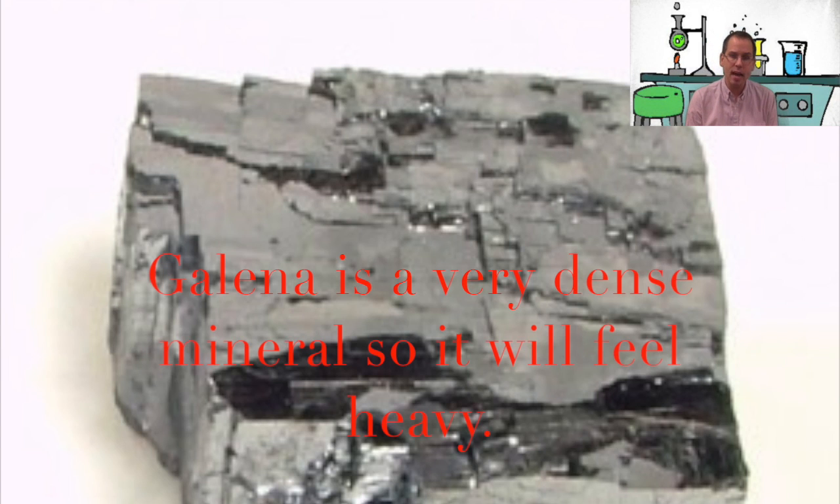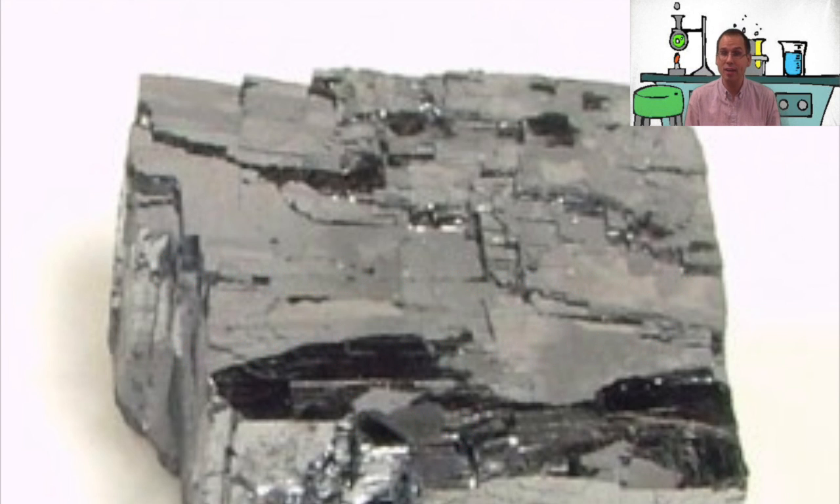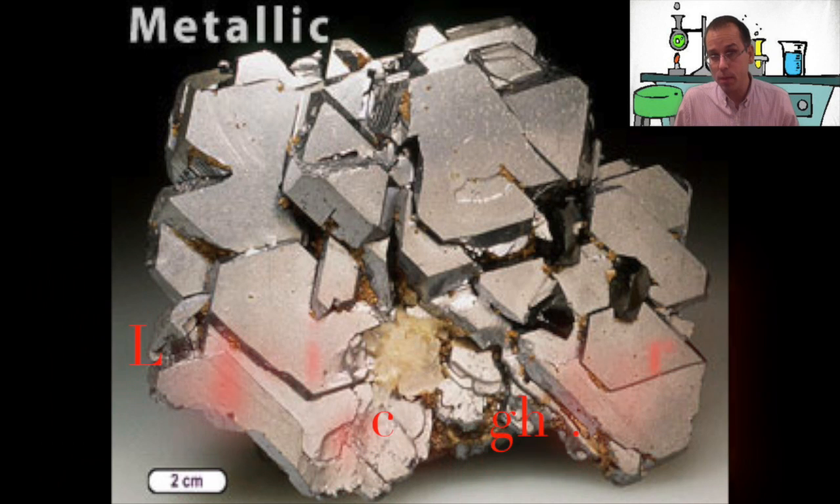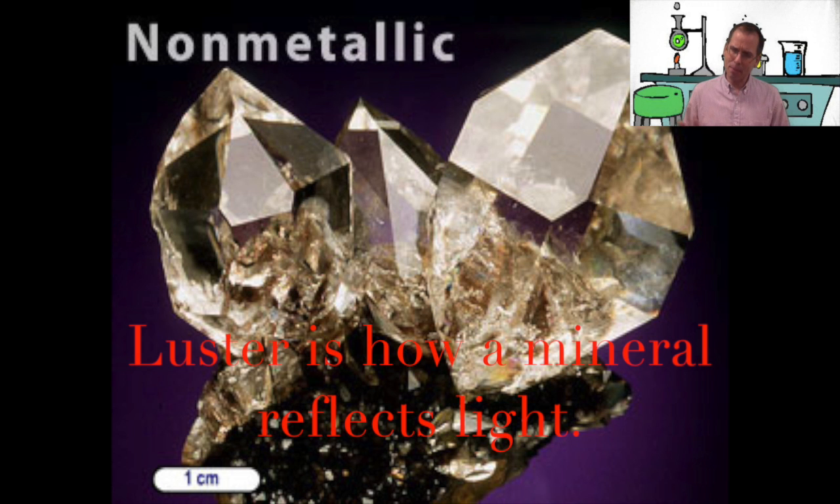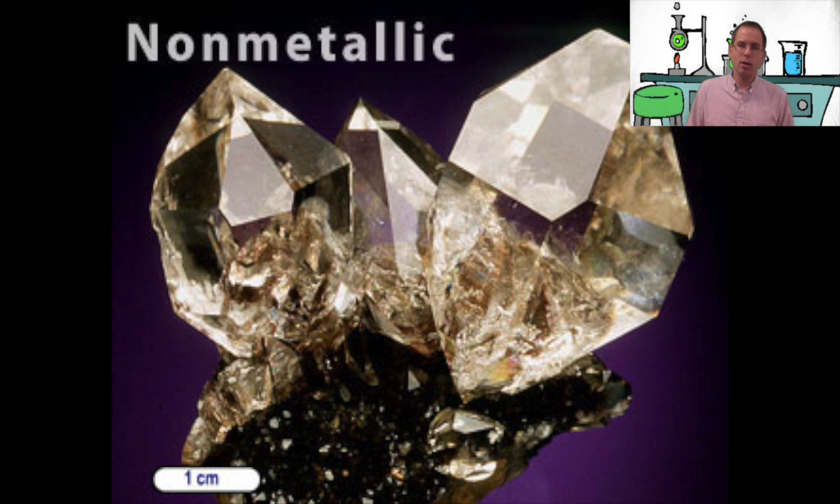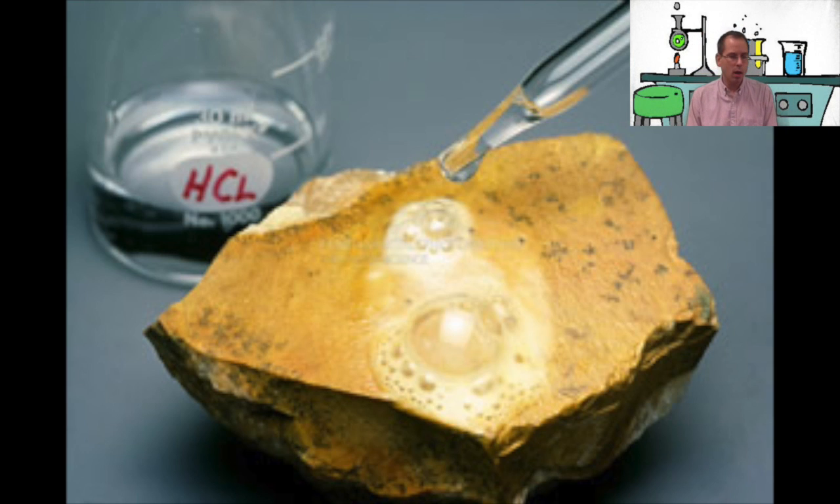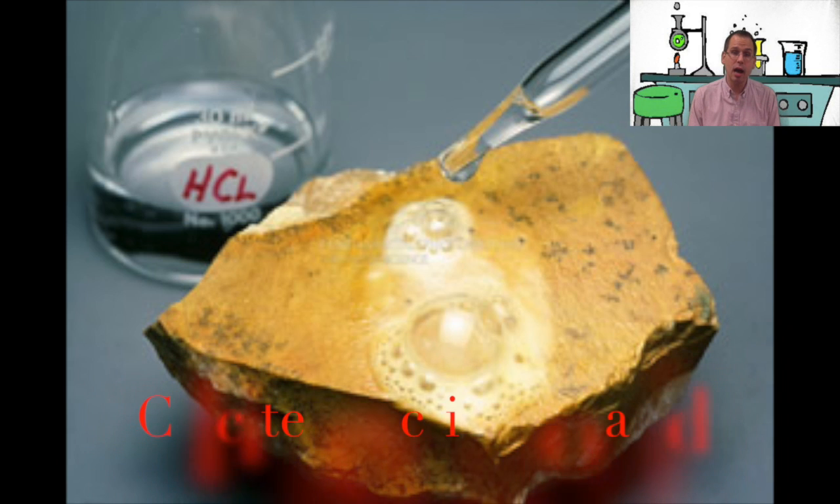Besides the physical tests you can do, there's luster, which is how it reflects light. It will either look like a metal, which means it's metallic, or non-metallic, which means it can be shiny but does not look like a metal. So we've got streak, luster, hardness, and how it breaks, cleavage or fracture. We can also do some chemical tests. The most famous of these is the acid test.